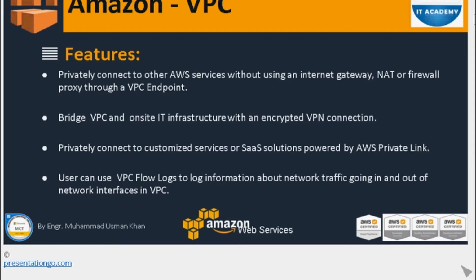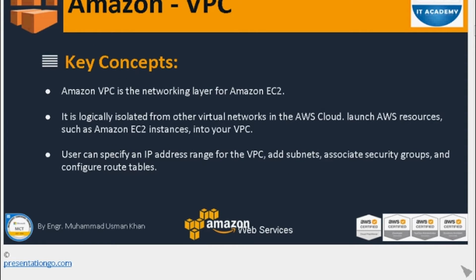You can use VPC Flow Logs to log information about network traffic going in and out of network interfaces in the VPC. A network interface in the VPC means your EC2 interfaces. EC2 interfaces are directly connected with your subnet, and whenever your machine sends or receives any traffic, you can get the logs with the help of the VPC Flow Logs service. Amazon VPC is the networking layer of Amazon EC2, using OSI layer 2 and layer 3.